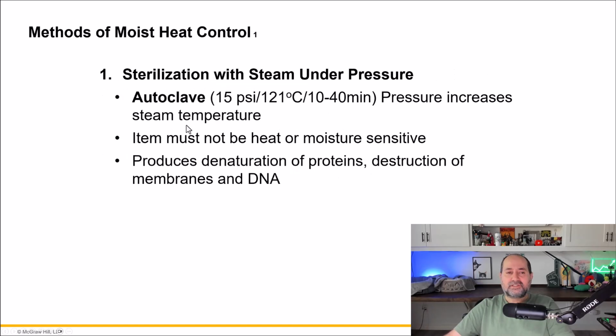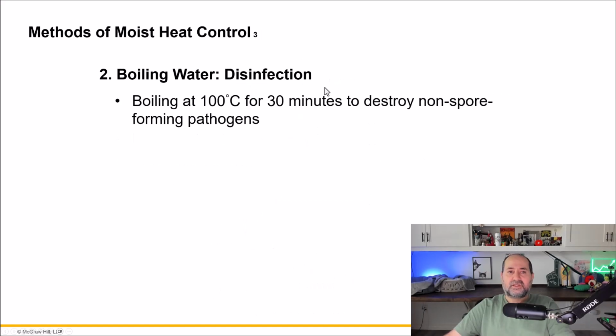Remember, the autoclave is essentially like a pressure cooker or a pressure steamer. It achieves 15 psi, 121 degrees C for about 15-20 minutes to sterilize. Items are sterilized in an autoclave. However, you should 100% know that boiling water only achieves disinfection. You cannot sterilize using boiling water.